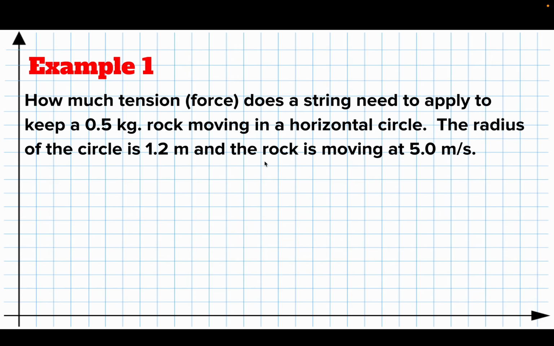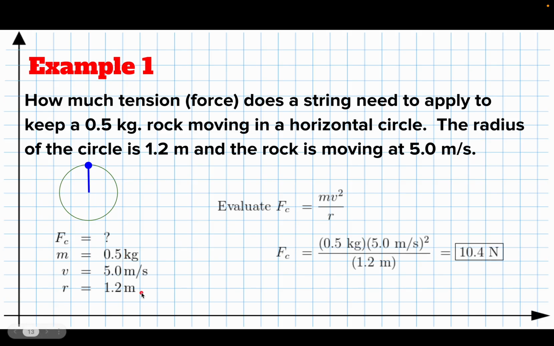How much tension do you need to apply to keep a 0.5 kilogram rock moving in a horizontal circle? The radius is 1.2 meters, and it's moving at 5 meters per second. So, we can just draw a simple little diagram. We know the mass, the velocity, and the radius. And so we can simply find the centripetal force that is required.